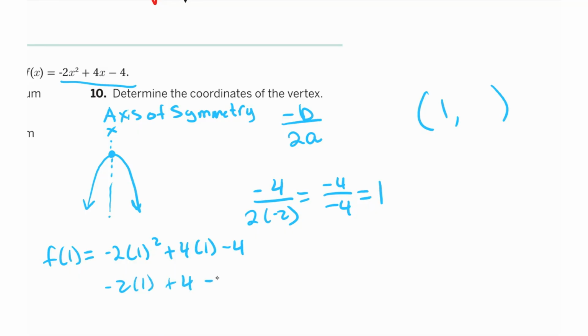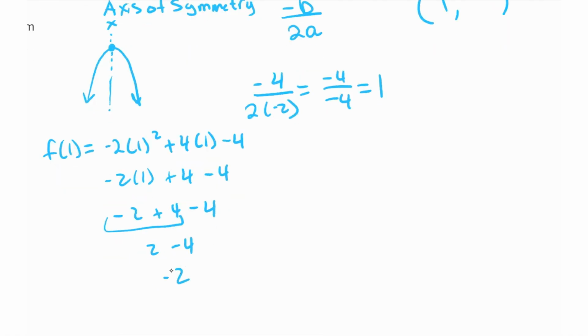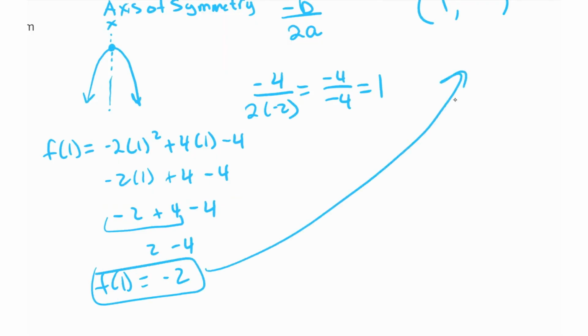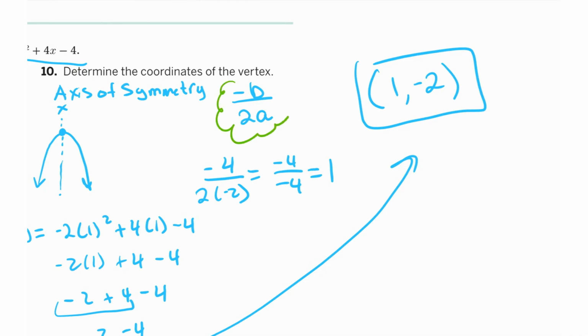4 times 1 is just 4. Negative 2 plus 4 minus 4. Now when I do this, negative 2 plus 4, I get positive 2. And then 2 minus 4 is negative 2. So f of 1 is equal to negative 2, which means my vertex is going to be at 1, negative 2. So again, I don't know if you know about the axis of symmetry, but it's a nice little equation to help us find the x value of the vertex.